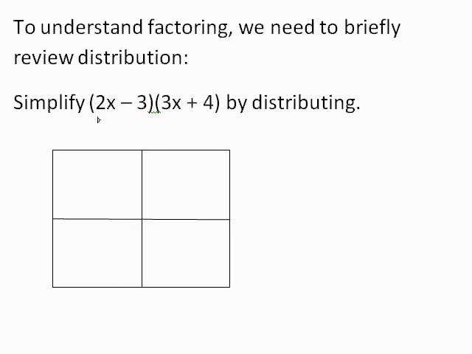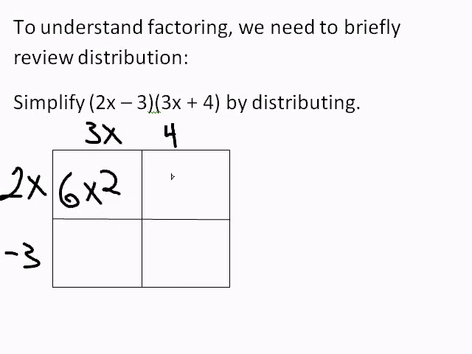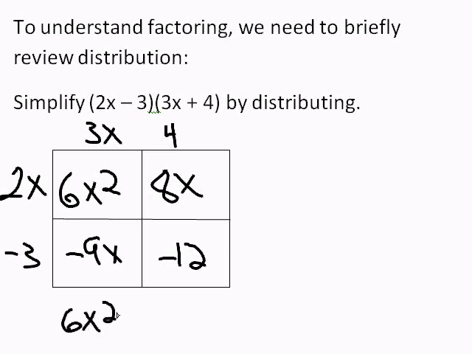If I ask you to simplify 2x minus 3 and 3x plus 4 by distributing, one method is to make a box: 2x, negative 3, 3x, and 4, and we multiply the terms as they meet together in the box. 2x and 3x gives us 6x squared. 2x and 4 gives us 8x. 3x and negative 3 gives us negative 9x. Negative 3 and 4 gives us negative 12. When we combine our like terms, we get 6x squared, the negative 9x and 8x combined giving us minus x, and then we write down the minus 12.